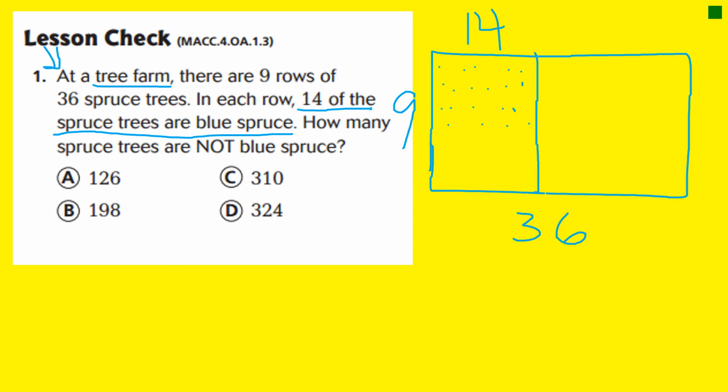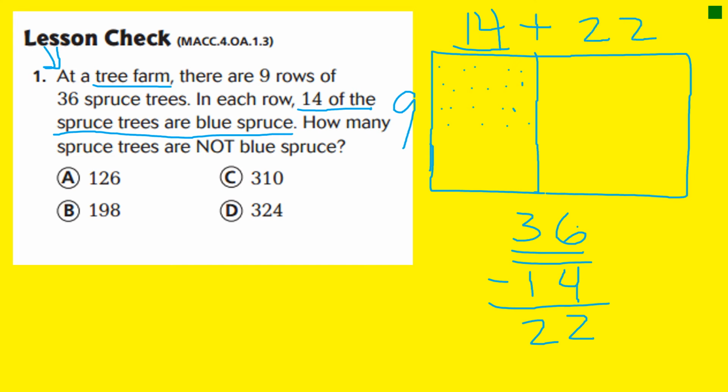Oh ho ho. So really what's happening is a break apart here. We're breaking apart our 36 trees into a group of 14 spruce. And then what is the rest? How many are left? Well, 14 plus what makes 36? What's the difference between 14 and 36? Let's see. 6 minus 4 is 2. 3 minus 1 is 2.